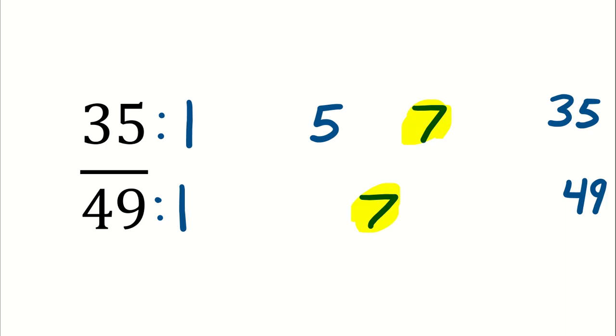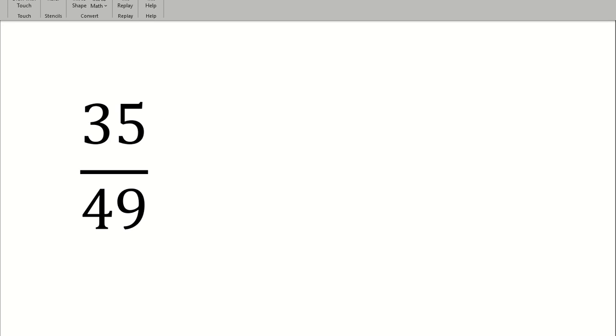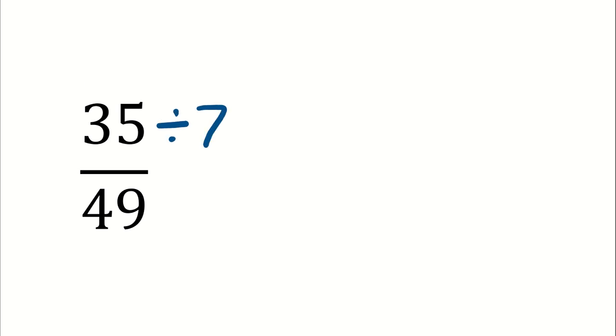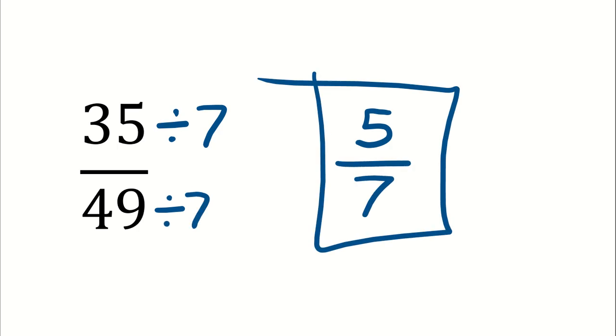Now, we just have to divide the top and the bottom number by 7. So let's go ahead and do that. 35 divided by 7 is 5. And 49 divided by 7 is 7. So, in simplest form, we have 5/7.